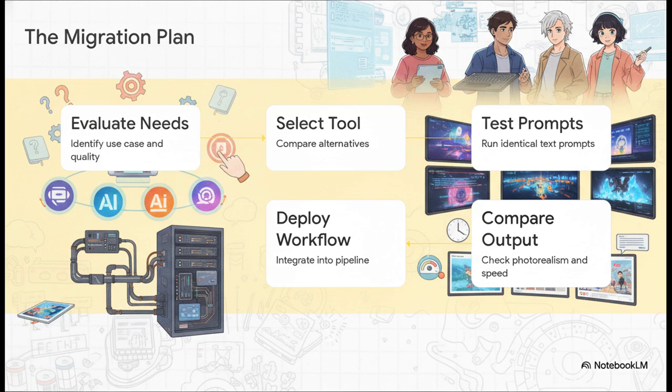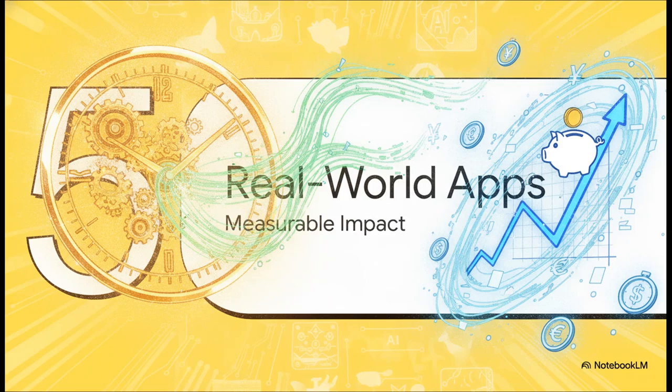Finally, Step 5, deploy workflow. Integrate the winning tool directly into your daily production pipeline. It's systematic, it's incredibly efficient, and the absolute best part, testing all of this costs you nothing. Which brings us to our final section, Section 5, real-world applications. It's time to look at the final proof, the measurable impact metrics like cost and time saved when these tools are actively put to work in the real world.